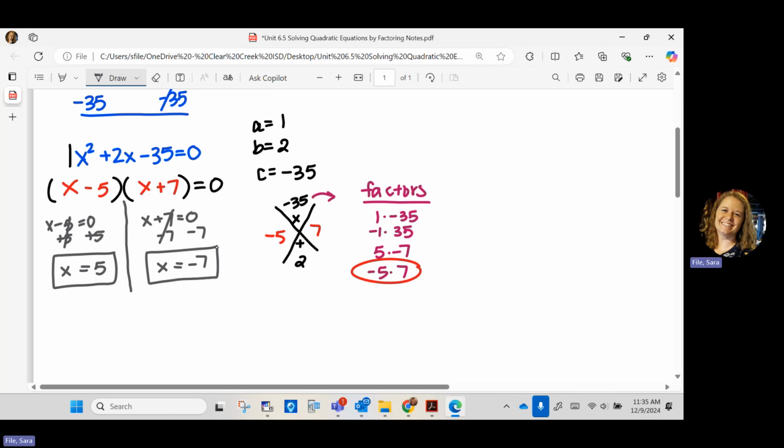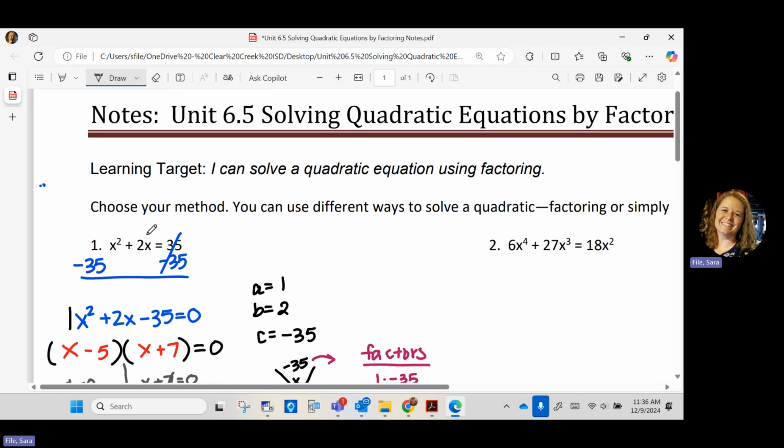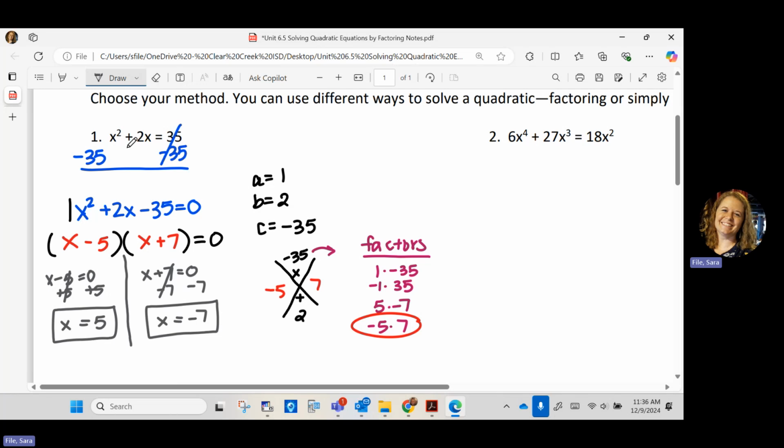And if you need to check your work, you can check these by going up here to the original equation and plugging them in. And if you plug them in and they make it true, they're solutions. Feel okay about those? All right, let's try number 2.